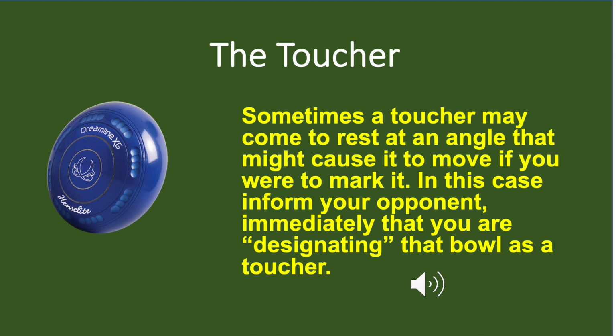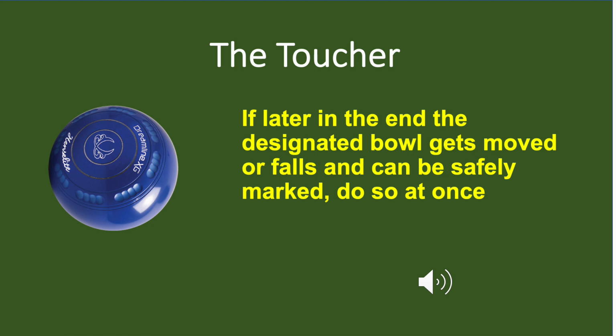Sometimes a toucher may come to rest at an angle that might cause it to move if you were to mark it. In this case, inform your opponent immediately that you are designating that bowl as a toucher. If later in the end the designated bowl gets moved or falls and can be safely marked, do so at once.